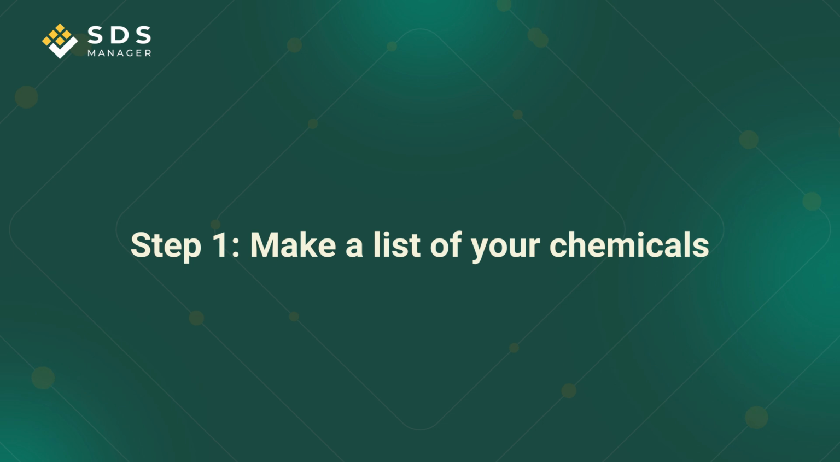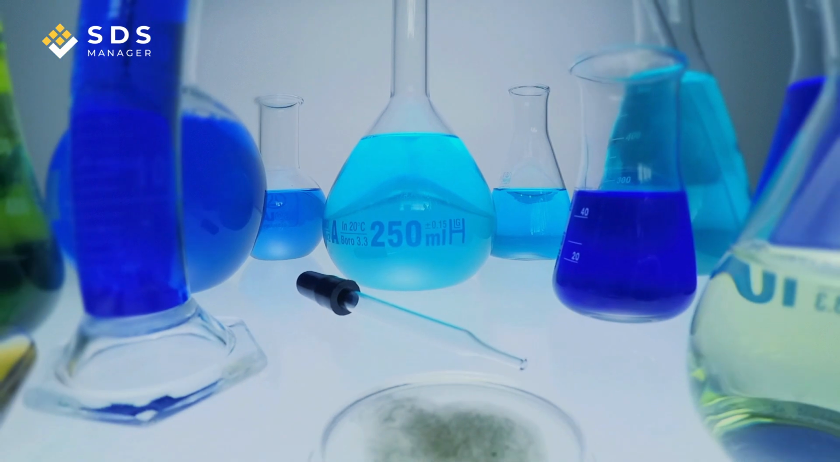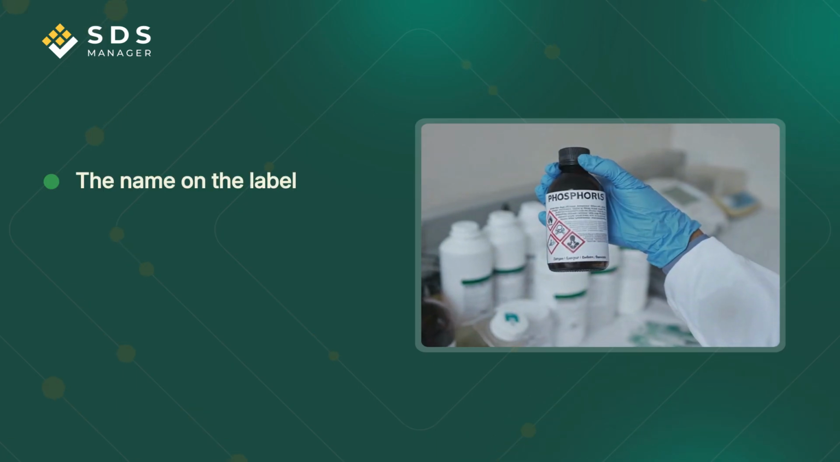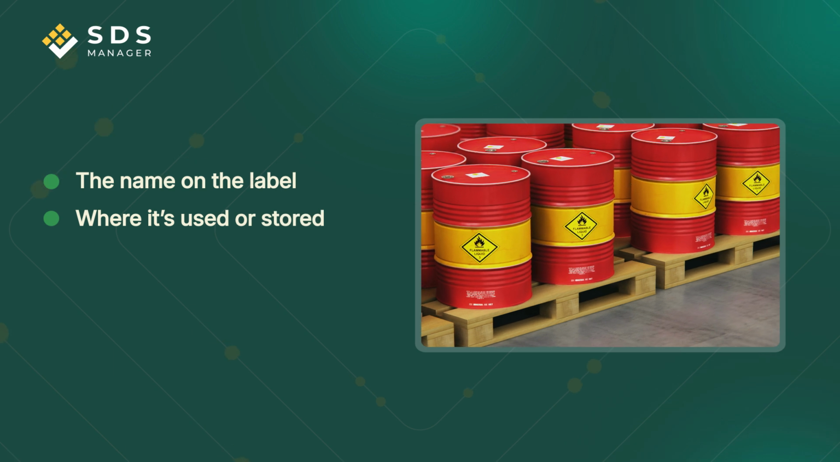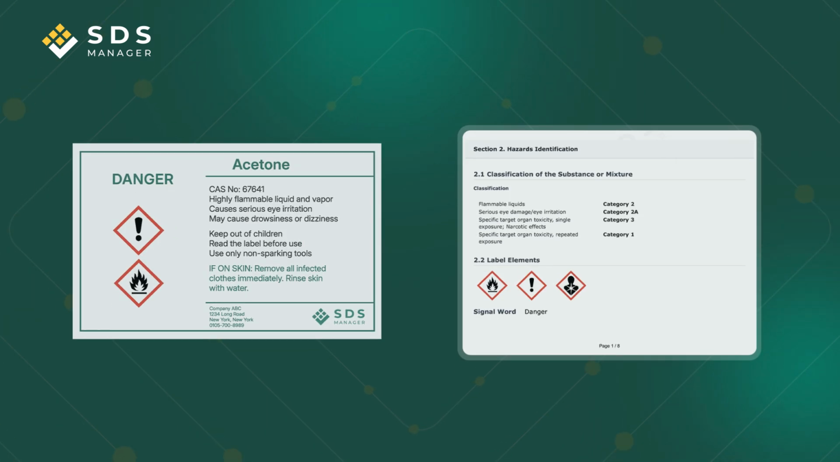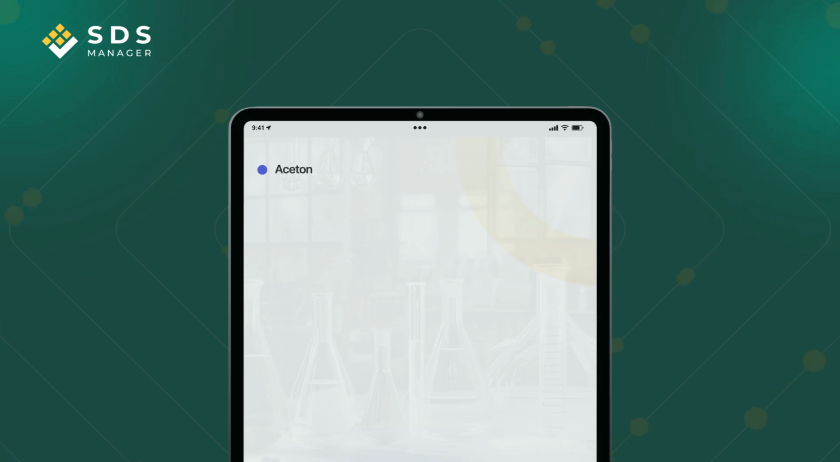Step 1. Make a list of your chemicals. Start by listing every chemical on your inventory you use or store, even small bottles and cleaning products. Write down the name on the label, where it's used or stored, how much you have and how often it's used. Get the GHS label and the safety data sheet, SDS, for each one. These are your main sources of truth. Example, acetone used in workshop A, 10 liters per month, daily use.